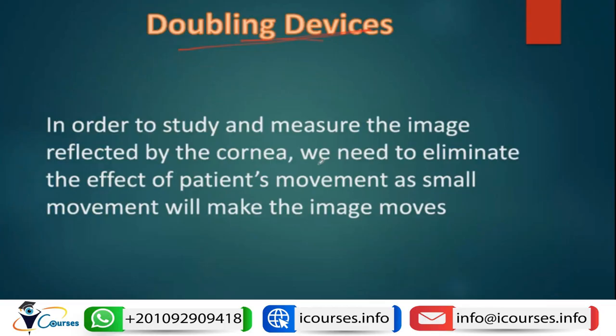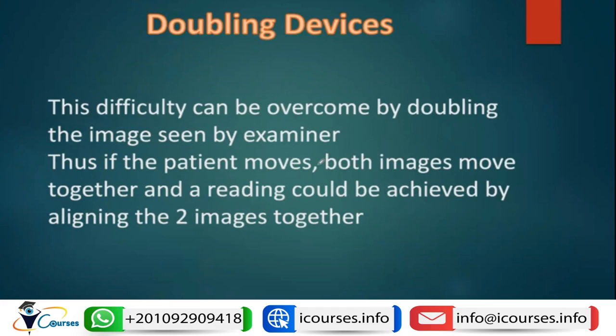That's why we use doubling devices that will cause doubling of the image, so that we can approximate these images, and when they are touching each other, we know that we have reached the correct size. Also, if the patient moves, then the images will not coincide, or will not be approximated, so we know that we are far from the correct reading. So this difficulty can be overcome by doubling the image seen by the examiner. If the patient moves, both images move together, and the reading can be achieved by just aligning the two images together instead of checking a single image.